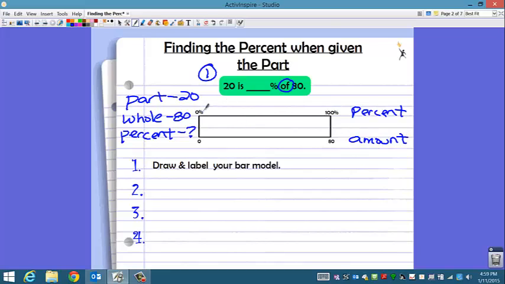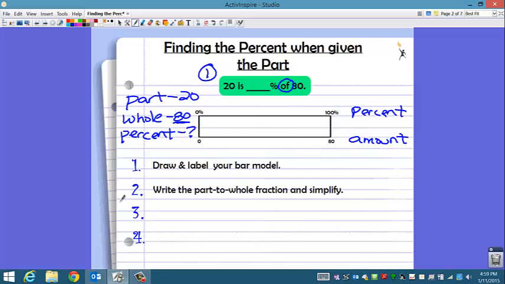If there's 0%, then how much are you going to have? Well, 0. And 100% means you have the whole amount. And in this case, our whole is 80. So we'll label it with 80. Make sure you're doing this on your model as well.